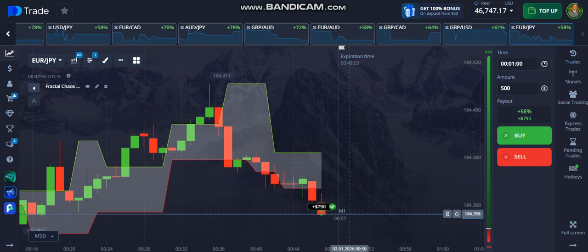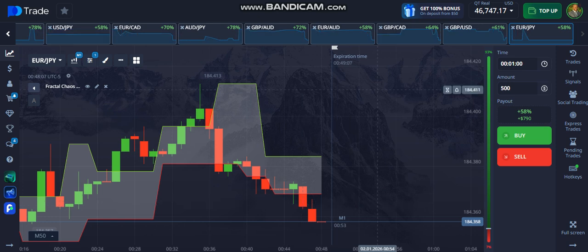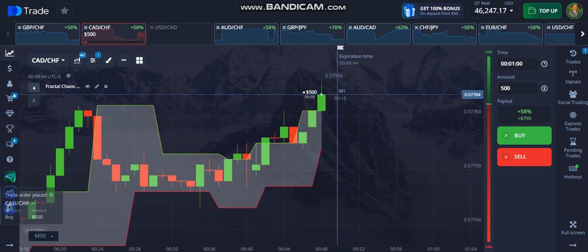Okay, we won that trade. So I anticipated that the price was going to close outside the lower boundary of the chaos band. So I went ahead and took the trade before the actual candle closed here. All right, so let's pause the video and look for the next setup.